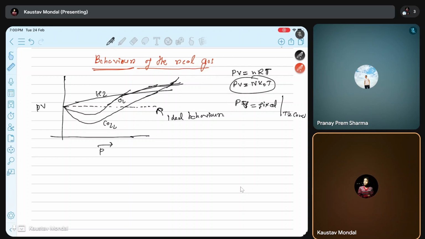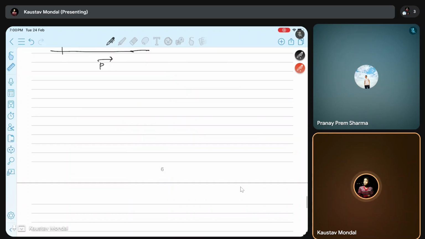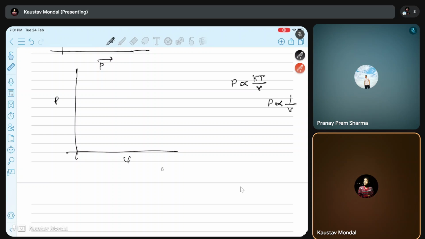Similarly, there is also an experiment called the Amagat experiment. This experiment has been done on carbon dioxide gas. In that experiment, they plotted the pressure and the volume of the CO2 gas. So ideally, this is the P and the V. Ideally, P and V are related by P equal to KT by V, or P is proportional to 1 by V.